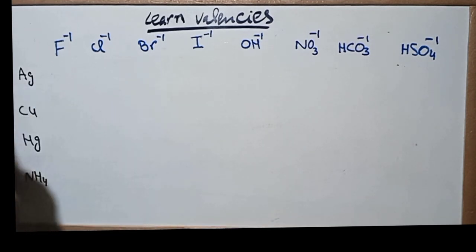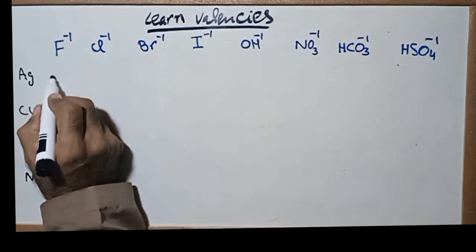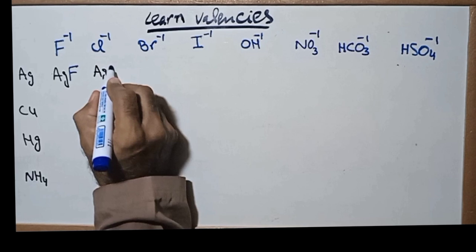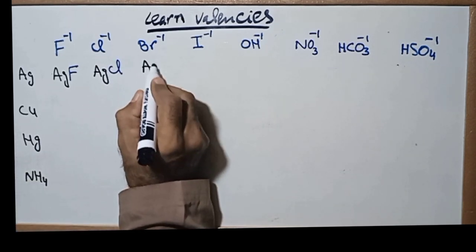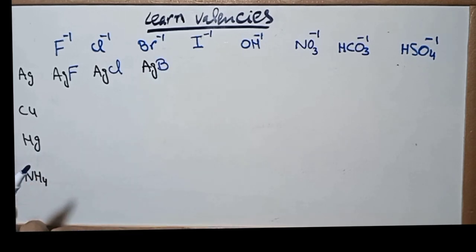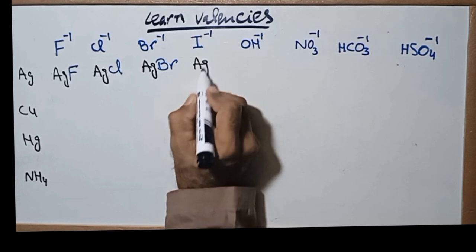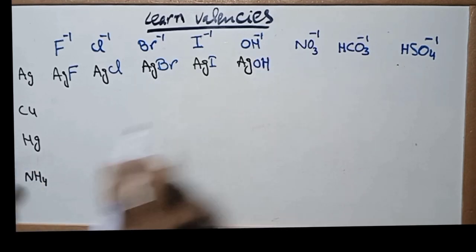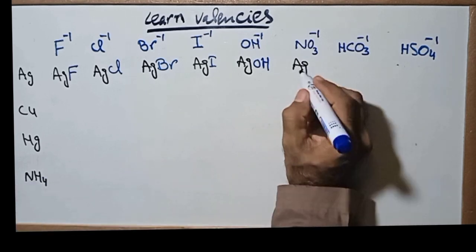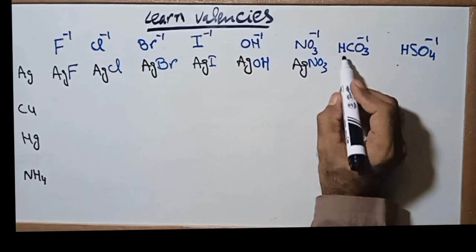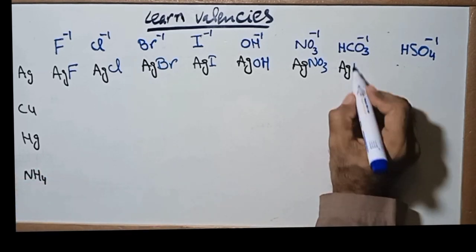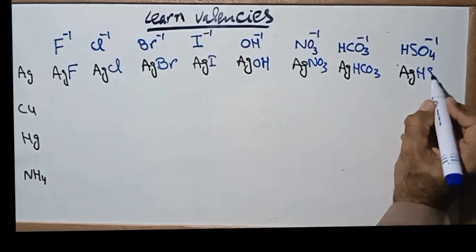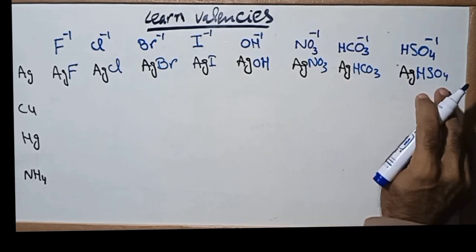Okay students, proceeding with the same step. For silver you will write silver fluoride, silver chloride AgCl, AgBr silver bromide, AgI silver iodide, AgOH silver hydroxide, silver nitrate AgNO3, silver AgHCO3, silver AgSO4. This is silver bicarbonate, silver bisulfate.